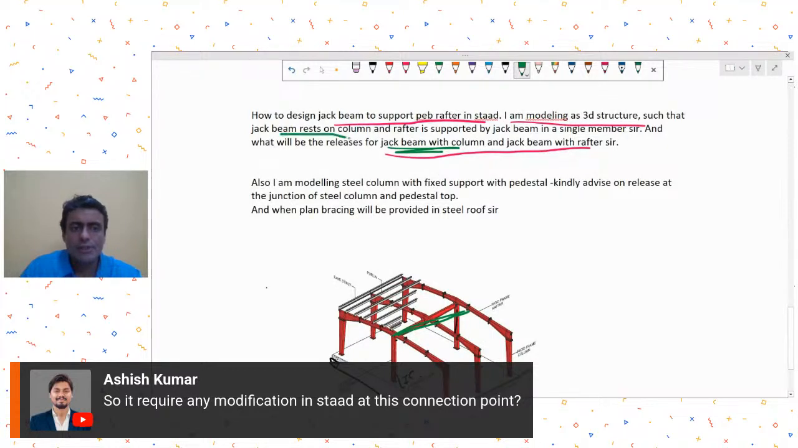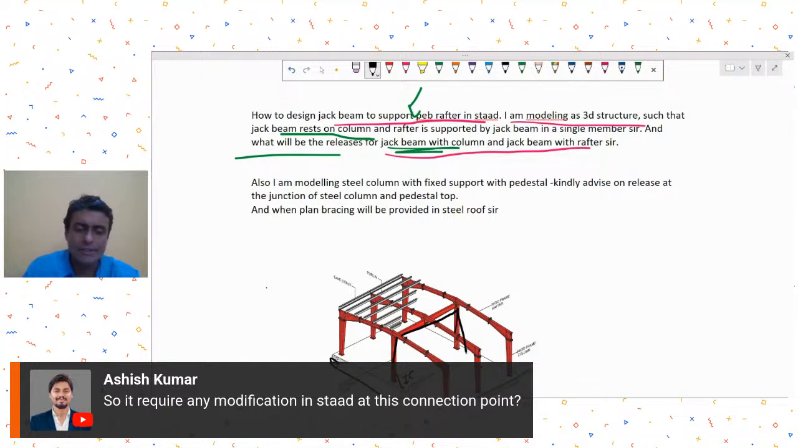So the jack beam is resting on the column. Acha, how to design the jack beam to support the PB rafter? Yes, how to design means you just have to design it like a normal element that you would do. Somehow I'm facing some issue with the pointer. So this jack beam, just design it like a normal beam, which will be supported between these two columns.